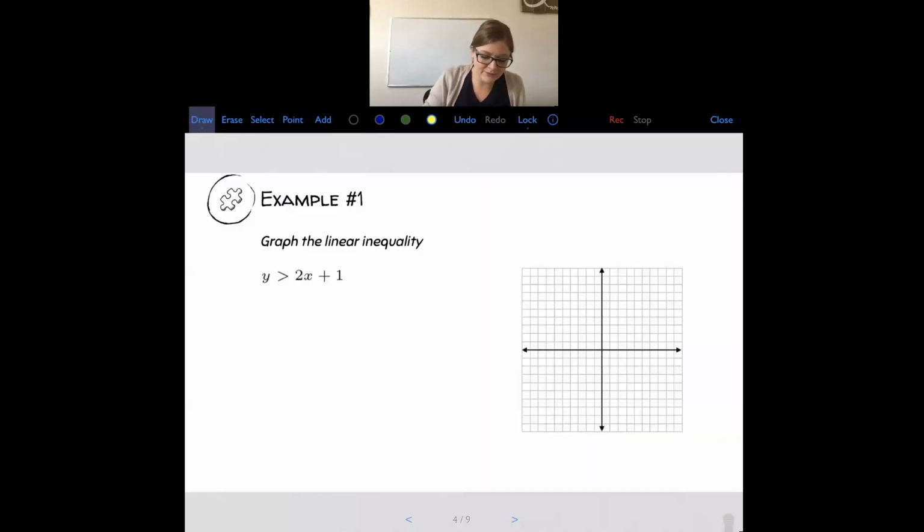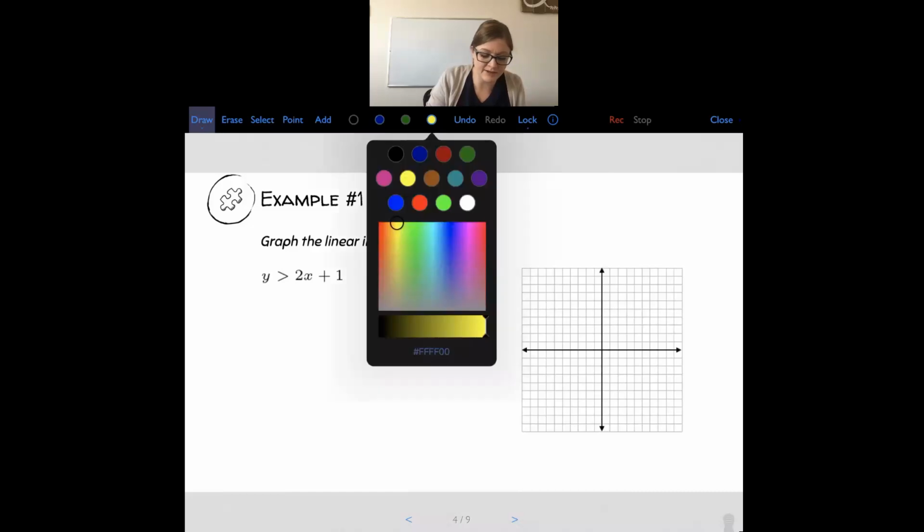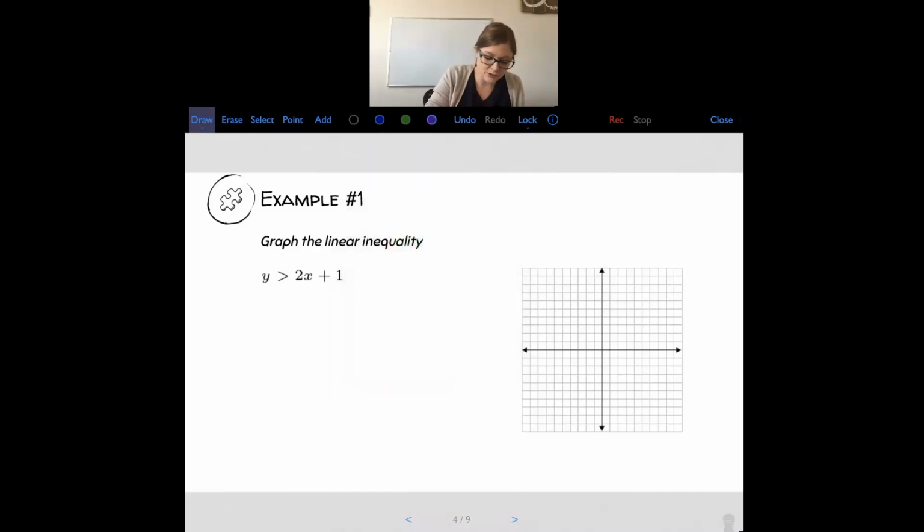Okay, so looking at the first example, remember we talked about it's very similar to graphing lines. So we have a slope and we have a y-intercept, okay? And in this case, since we have a greater than symbol, our line is going to be dashed. So what I recommend doing is graphing the line first. Your line will be solid or dashed, and then we'll determine where to shade.